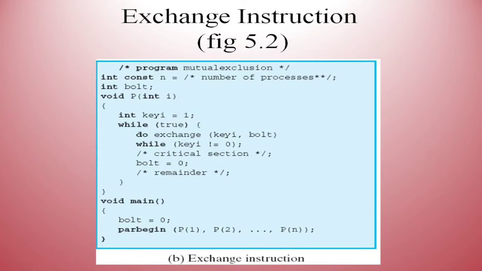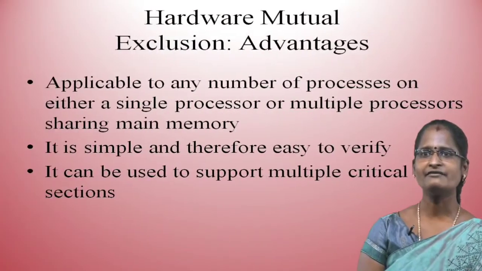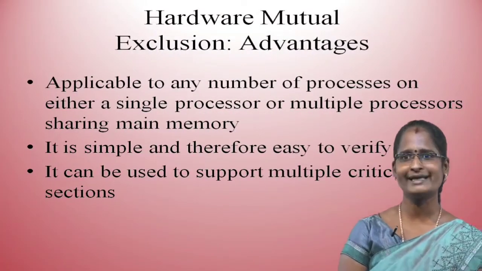The only process that may enter its critical section is one that finds bolt equal to 0. It excludes all other processes from the critical section by setting bolt to 1. When a process leaves its critical section, it resets bolt to 0, allowing another process to gain access to the critical section. The next, hardware mutual exclusion advantages.